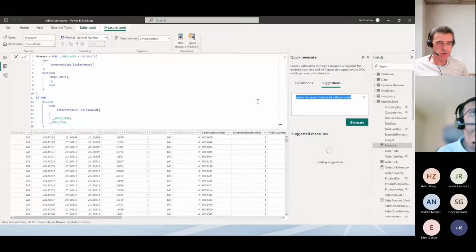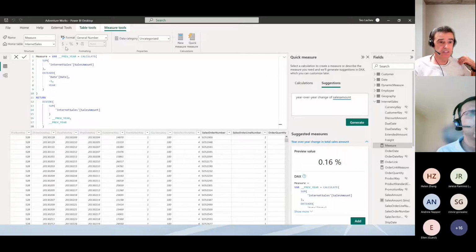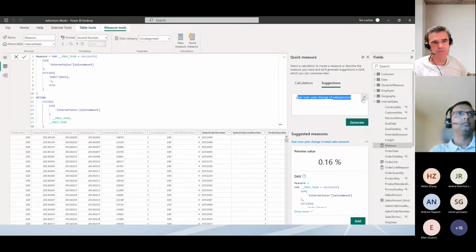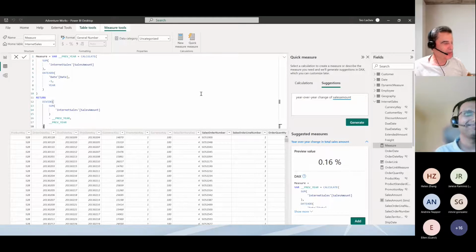So, another use of Q&A, give it a try. Again, this is a preview feature. You have to go and enable the suggested measure feature, and just see how smart it is. Would it understand what you are asking, or is it going to be lost? So give it a try.